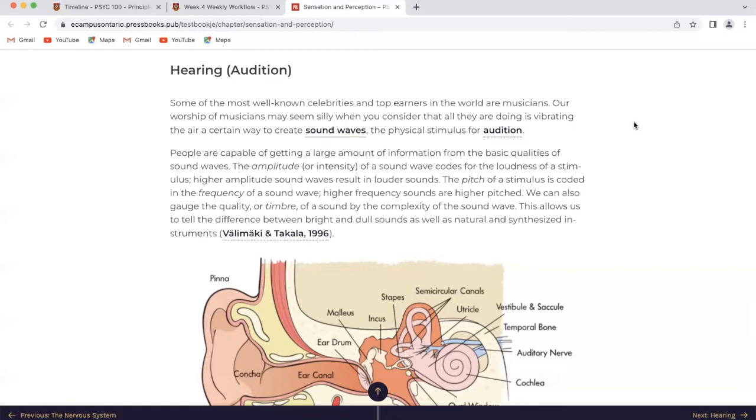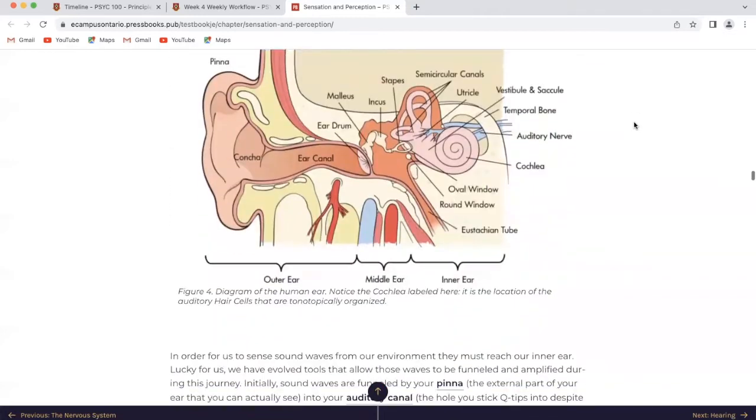The amplitude or intensity of a sound wave codes for the loudness of a stimulus. Higher amplitude sound waves result in louder sounds. The pitch of a stimulus is coded in the frequency of a sound wave. Higher frequency sounds are pitched higher. We can also gauge the quality or timbre of a sound by the complexity of the sound wave. This allows us to tell the difference between bright and dull sounds, as well as natural and synthesized instruments.